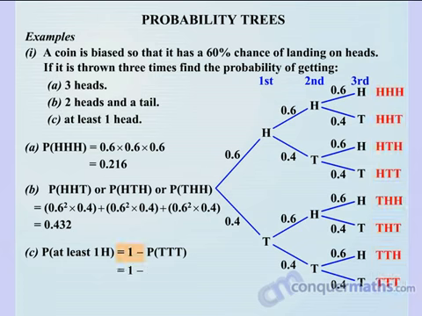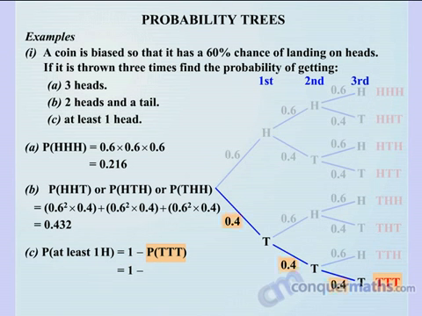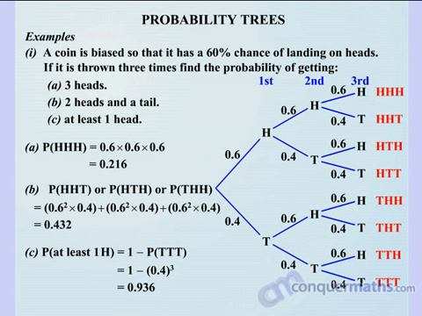So we have the 1 there, let's write that down, and the chance or probability of getting 3 tails, let's have a look. There's our 3 branches. So we subtract the 0.4 cubed, it's multiplying by itself 3 times there, so 0.4 cubed. And when we calculate that, it works out to be 0.936, which is a fairly high number, given that the highest number in probability is 1. Excellent.